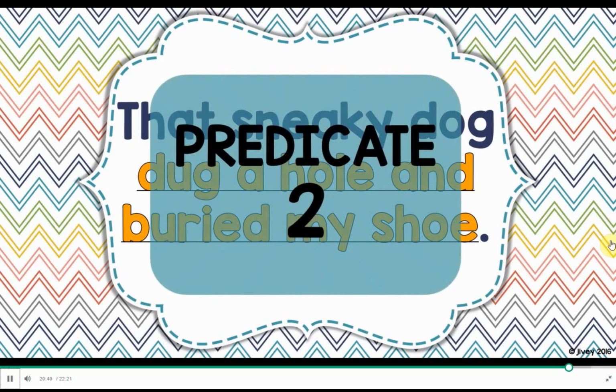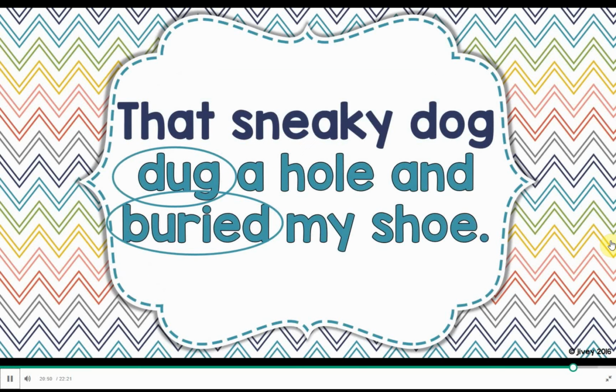You should be holding up your blue predicate card and also two fingers because there is a compound predicate in this sentence. That sneaky dog dug and buried. He did two things, two verbs. That means we have a compound predicate in this simple sentence. The complete predicate is dug a hole and buried my shoe.